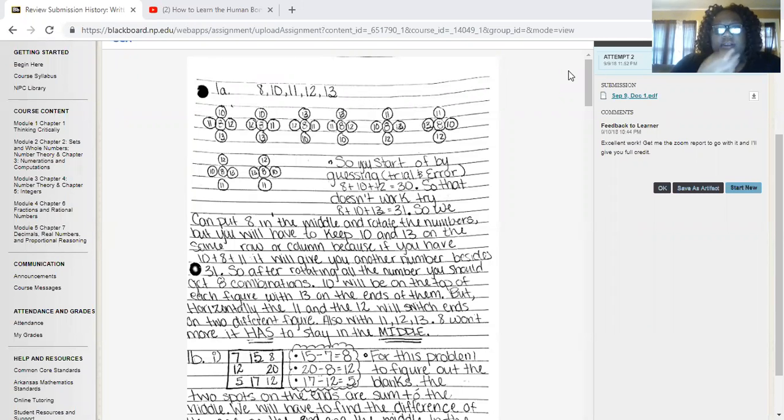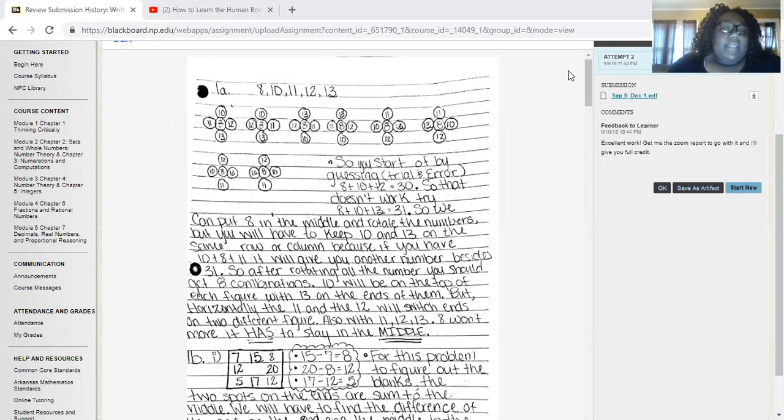Thinking Critically. So for number 1, we have the numbers 8, 10, 11, 12, and 13. So you would start off by guessing using trial and error. 8 plus 10 plus 12 equals 30. So that doesn't work. So we're going to try 8 plus 10 plus 13 equals 31.